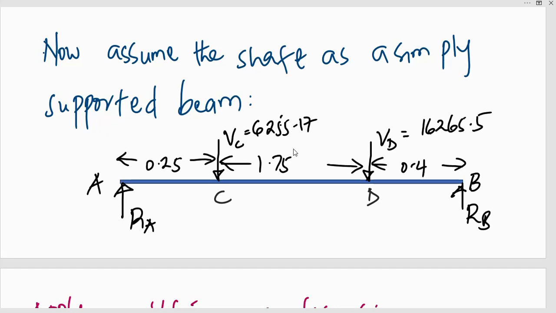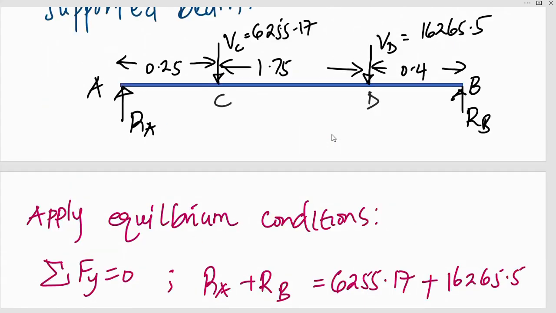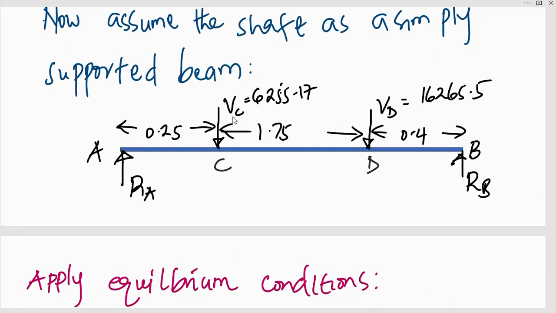Now if we assume the shaft as a simple supported beam, and we consider those vertical forces that we have just calculated, we will experience a reaction at bearing A, which is RA, and a reaction at bearing B, which is RB. These forces are vertical, pointing vertically downward. Even if we made them point upwards, the reaction would still be the same scenario, but in our case we are considering a simple supported beam that has point loads facing vertically downwards.